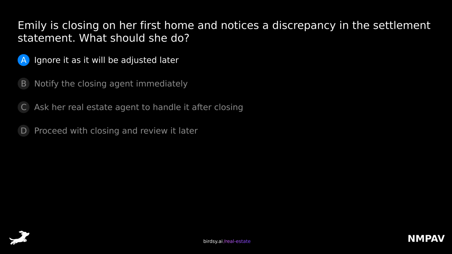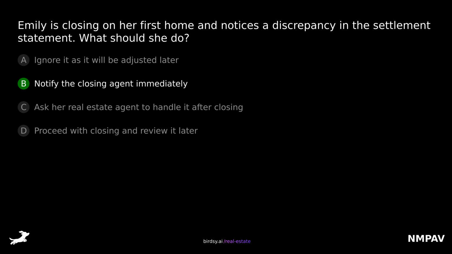Is it A, ignore it as it will be adjusted later? B, notify the closing agent immediately? C, ask her real estate agent to handle it after closing? Or D, proceed with closing and review it later?